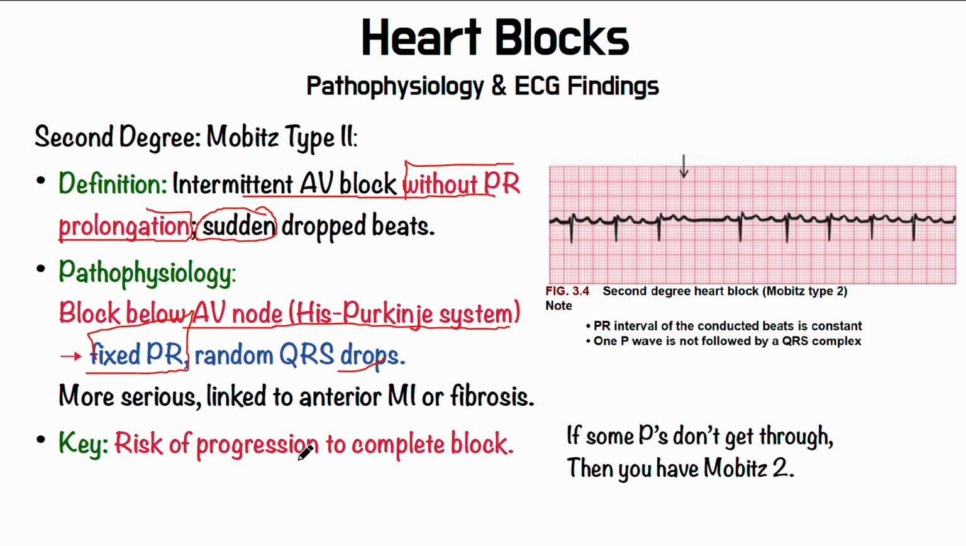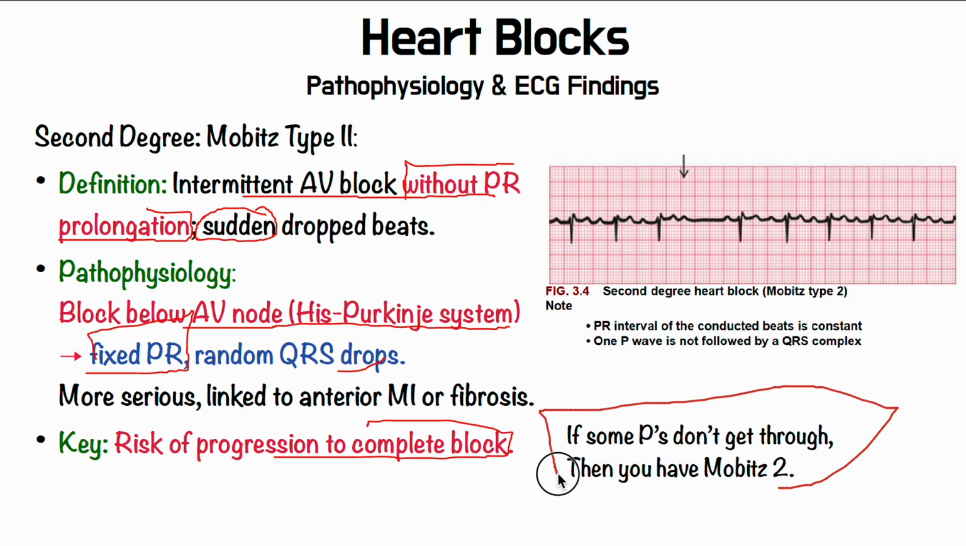The thing here is the risk of progression to complete block, that is third degree block, right? So if some P's don't get through, then you have Mobitz II. That is how you remember.